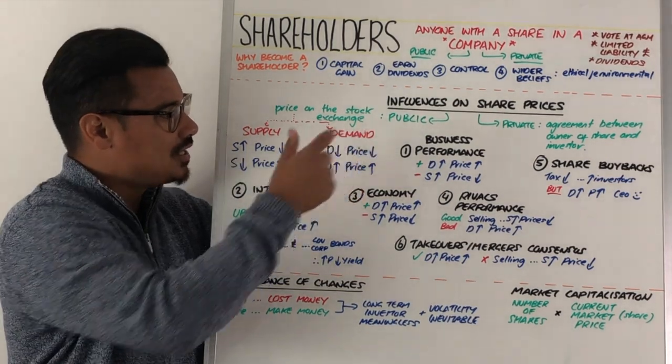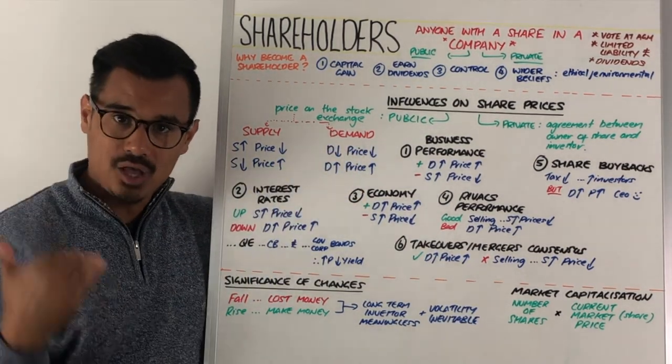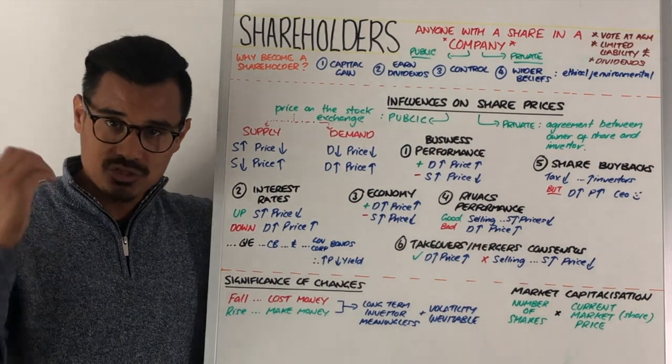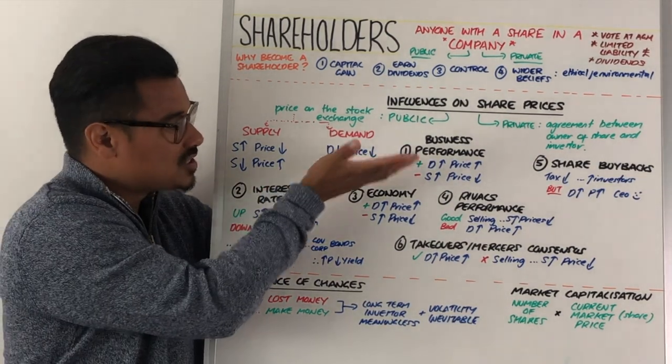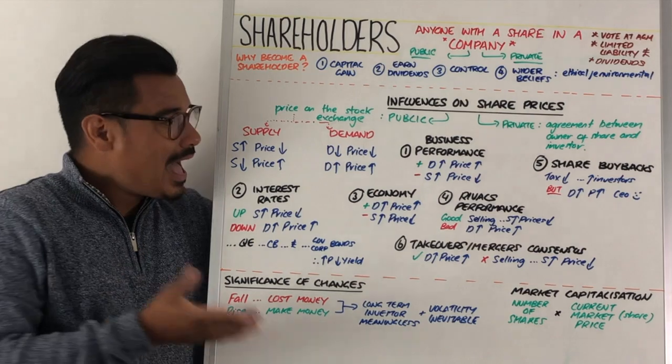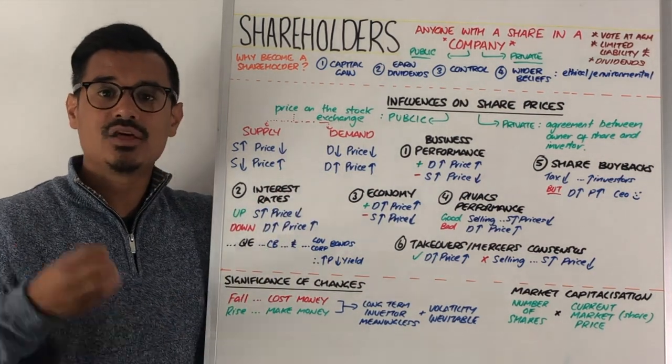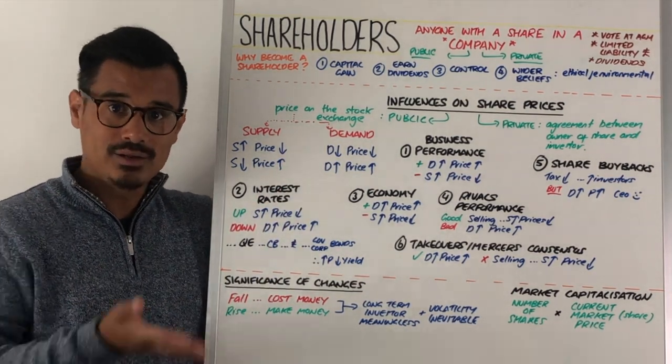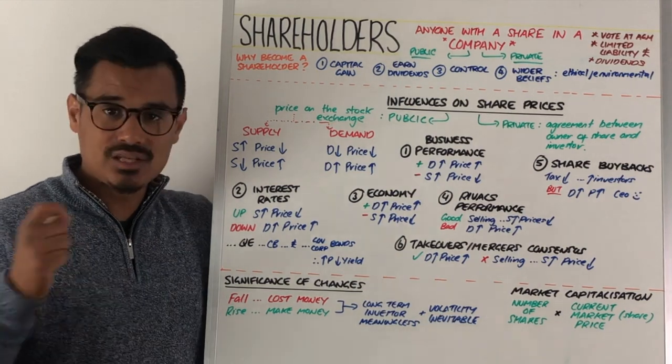On the demand side, it's much more simple. So if the demand for a share falls, it will lead to the price of the share falling. And if demand for the share increases, then price for the share will naturally increase. Now let's look at some of those influences.